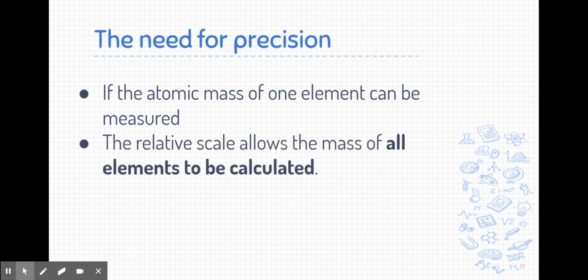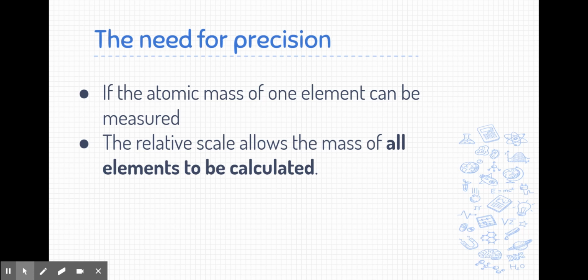The reason why this is important, and the connection to that relative scale, is that if chemists could manage to measure atomic mass for one single element, then, because a relative scale had already been developed, the mass of every other element can be calculated. For example, if the mass of a single hydrogen atom could be measured in so many grams, well, the relative scale tells us that oxygen is 16 times heavier than hydrogen.